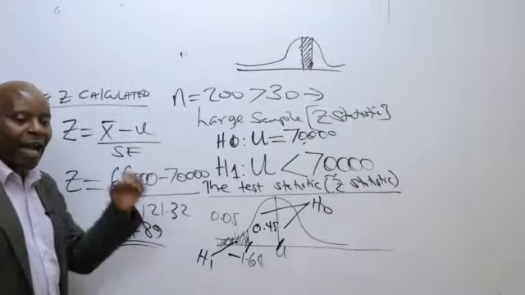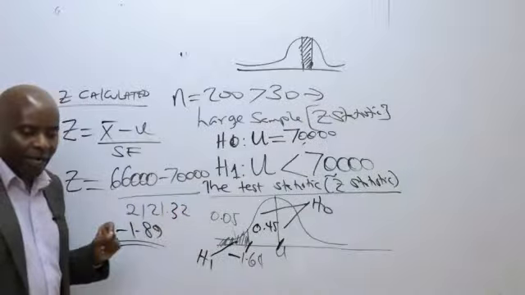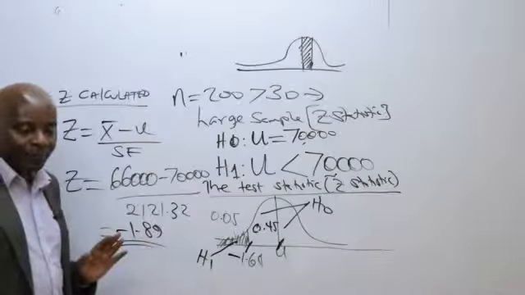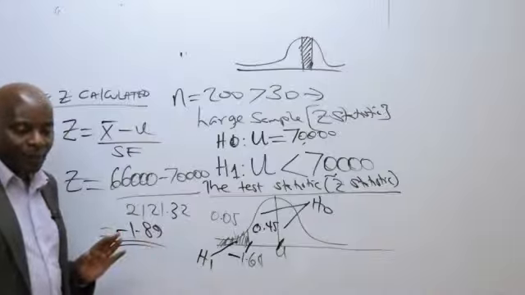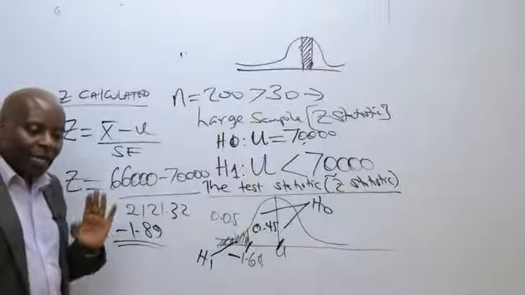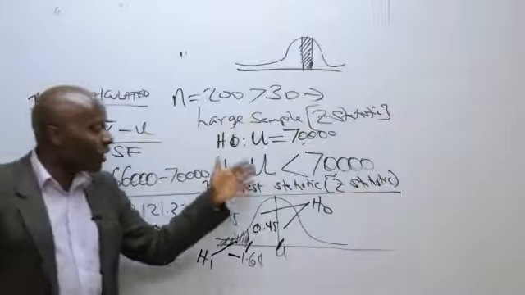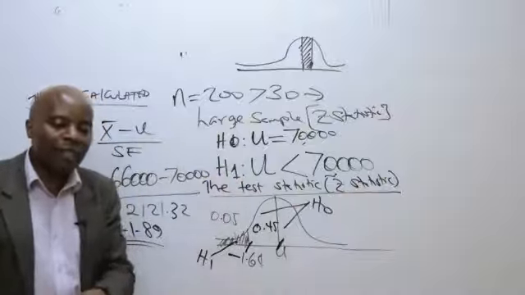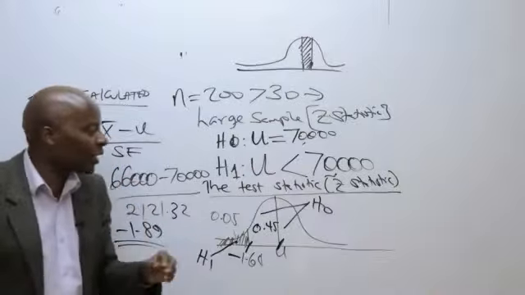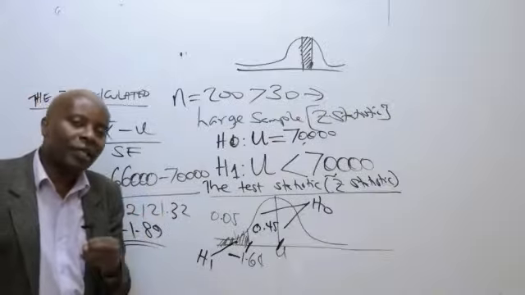Therefore, we accept H1 because shaded area is for H1. And if we are accepting H1, what are we saying? That this lady who was saying that this system is not effective was right. The lady who was saying that the system is not effective, that we will be getting less than 70,000 receipt, is correct.